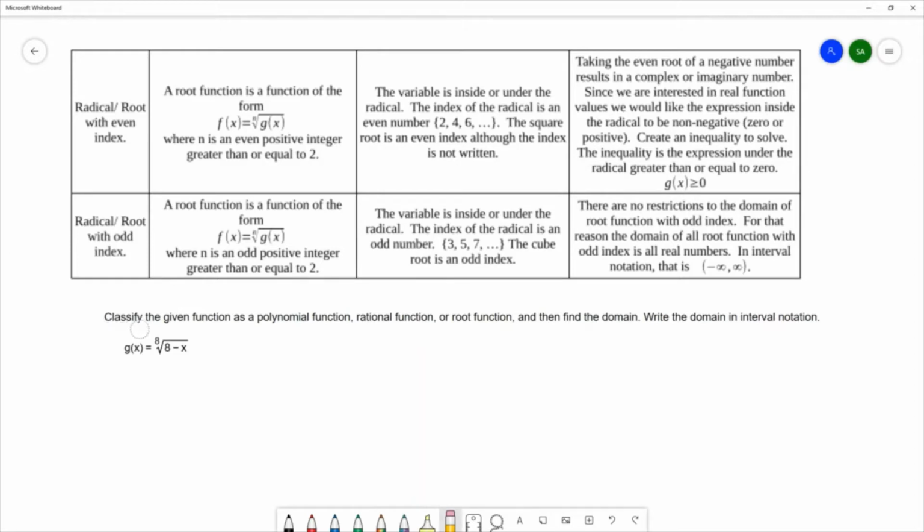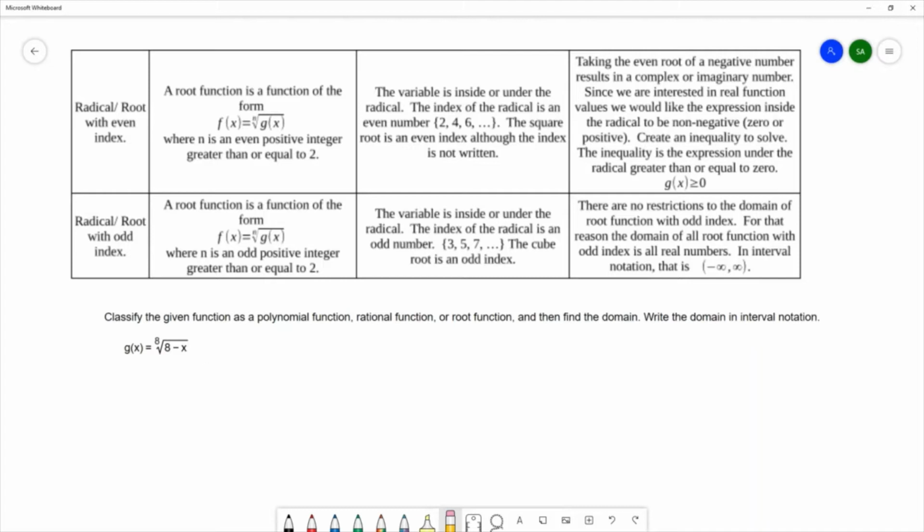This question says, classify the given function as polynomial, rational, or root, and then find the domain. Write the domain in interval notation. Our function is g of x equals the 8th root of 8 minus x.